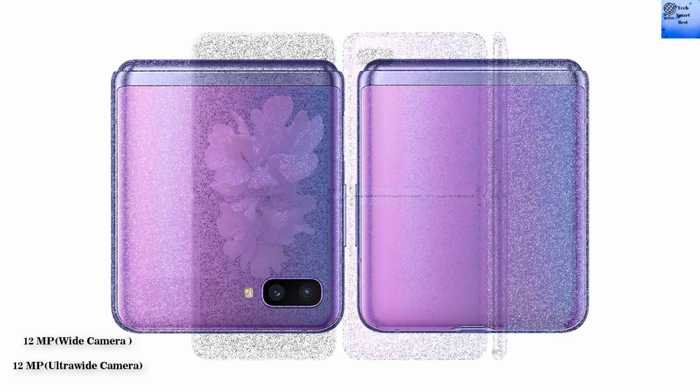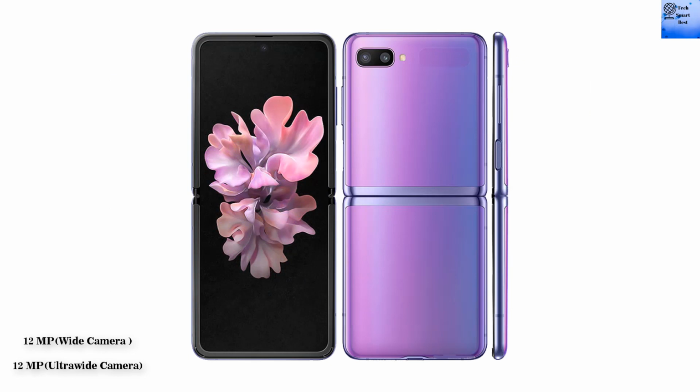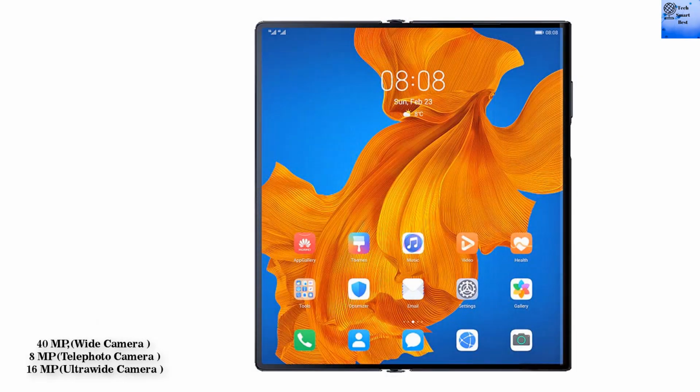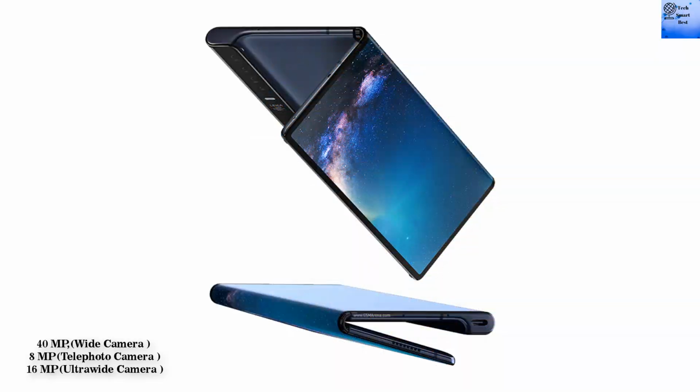Camera. The main camera of Samsung Galaxy Z Flip: 12MP wide camera, 12MP ultra wide camera, features LED, HDR, panorama. The main camera of Huawei Mate XS: 40MP wide camera, 8MP telephoto camera, 16MP ultra wide camera, TOF 3D depth.